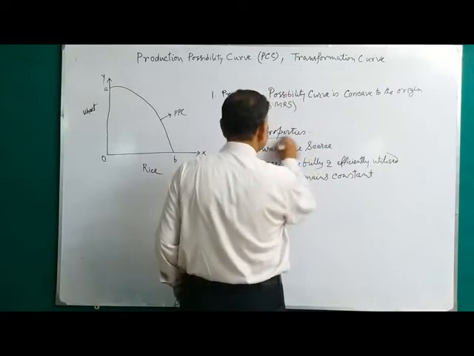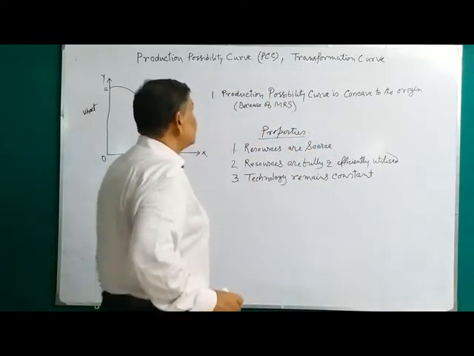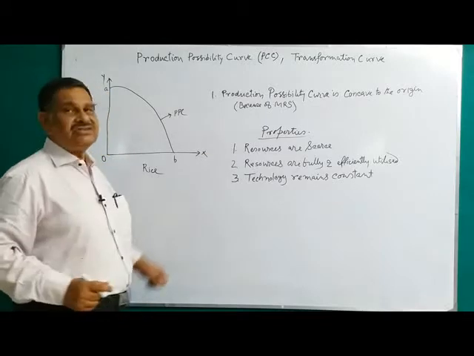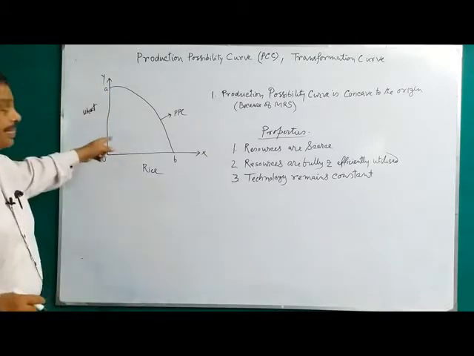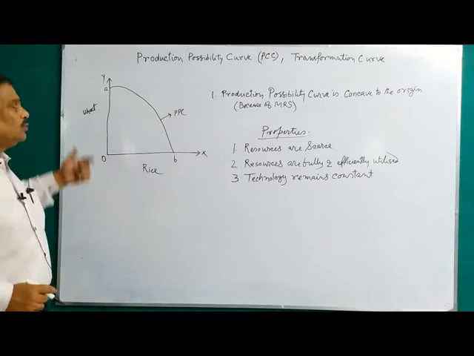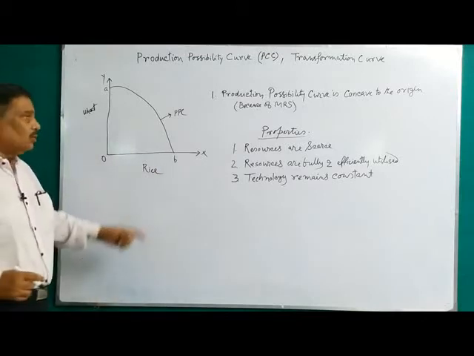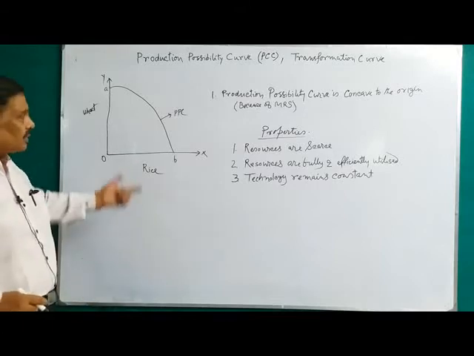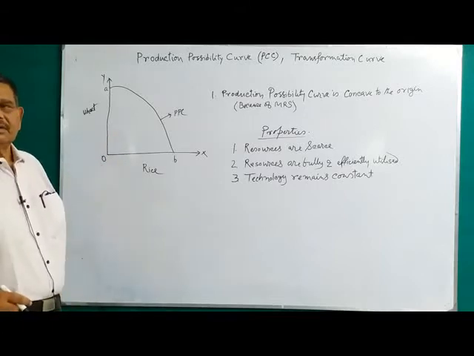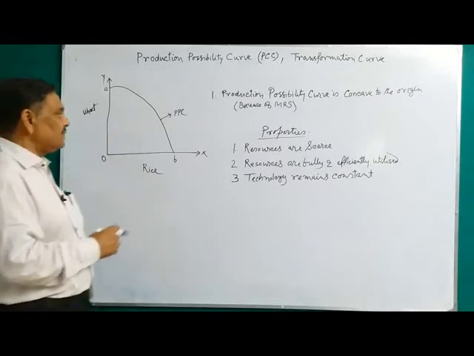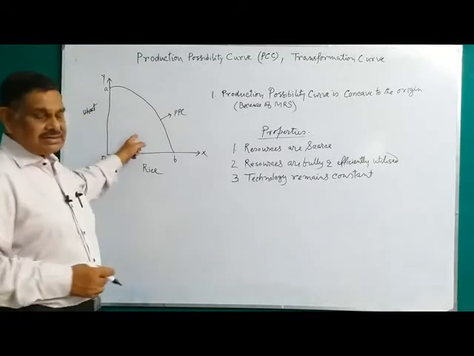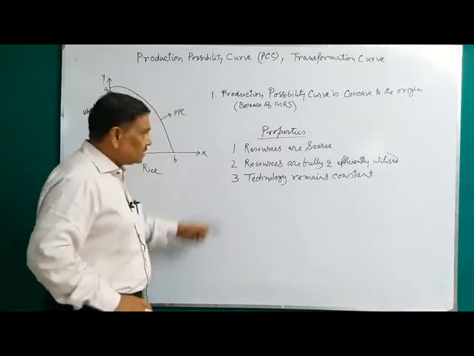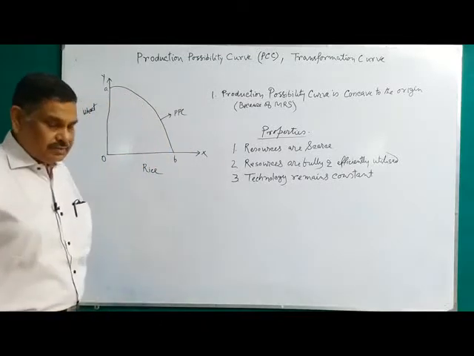These are the properties of the PPC, the production possibility curve. If the technology changes, suppose in place of manual labor you use machine tools, then production will change. Therefore, if technology remains constant, then you can compare this. Otherwise, it cannot be. Therefore, these are the three properties of the production possibility curve.